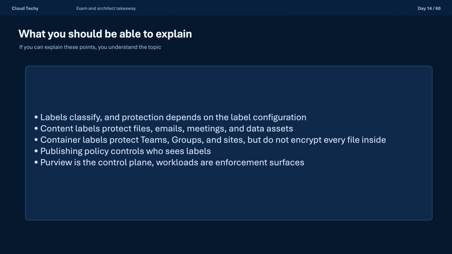For SC-300 and MS-102 exams, the key is to explain the architecture clearly, because a label classifies data and protection depends on the label configuration and the workload enforcing it. Content labels protect files, emails, meetings, and supported data assets, while container labels protect Teams, Microsoft 365 groups, and SharePoint sites. A container label does not automatically encrypt all files inside that workspace, so content labels are still required when the files themselves need persistent protection. A label policy controls who can see and apply labels, which means label visibility is a publishing problem before it is a creation problem.